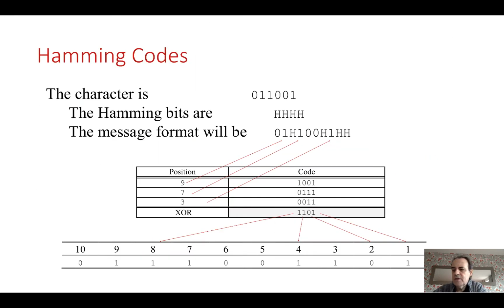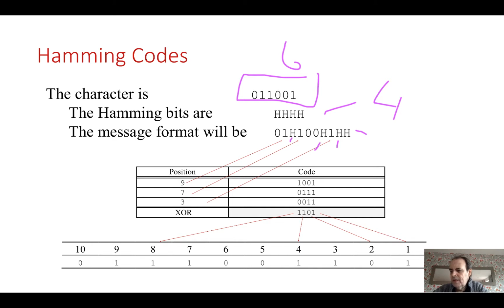Okay, so we start off with the data that we're going to send, and then in this case we're going to add our Hamming bits. We're going to add 4 Hamming bits here to our 6 that we're going to send, and then we place the Hamming bits at positions 1, 2, 4 and 8.